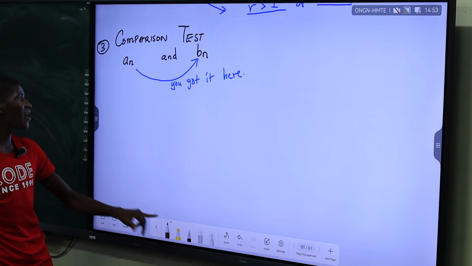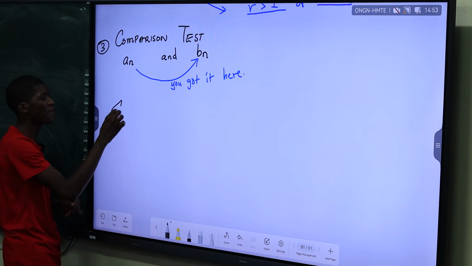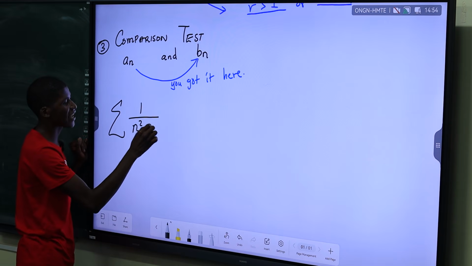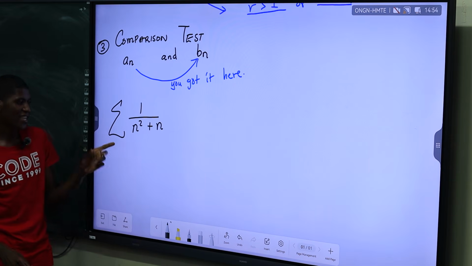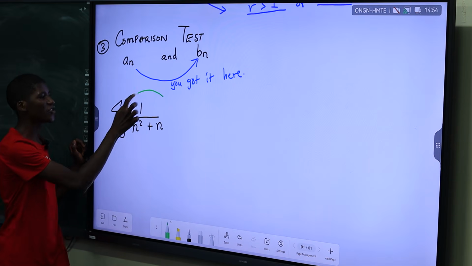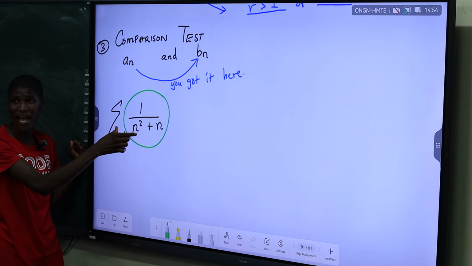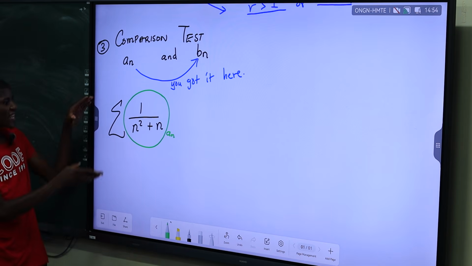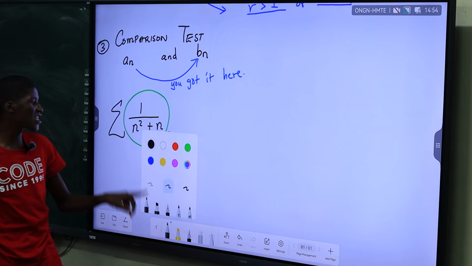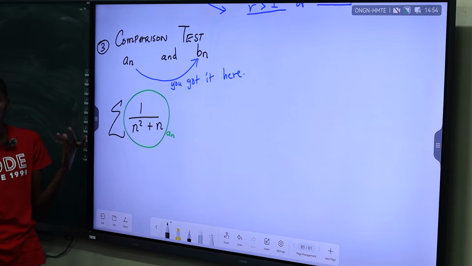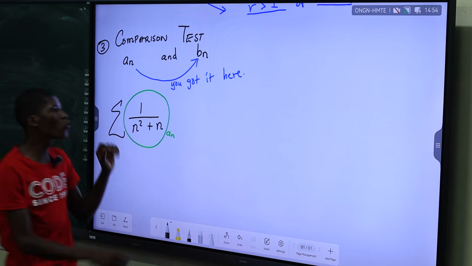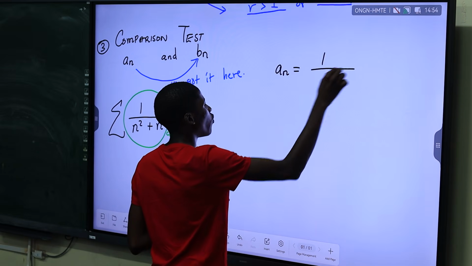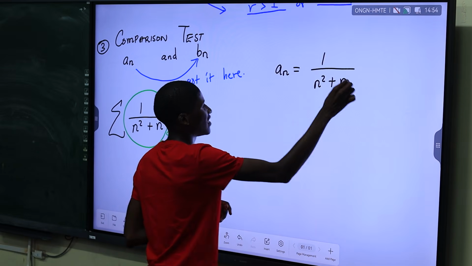For example, if I were to give you something like this and I say I'm giving you the sum of 1 over n squared plus n. So we say this is our an, the sequence whose sum we are finding. And then, since we have a sum like this and we want to attempt a comparison test, it means we know the value of an, the original sequence given by 1 over n squared plus n. This is an.